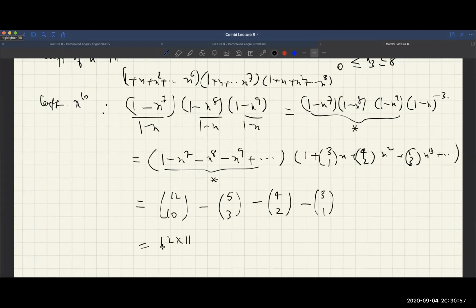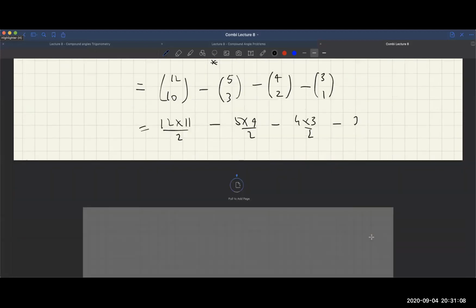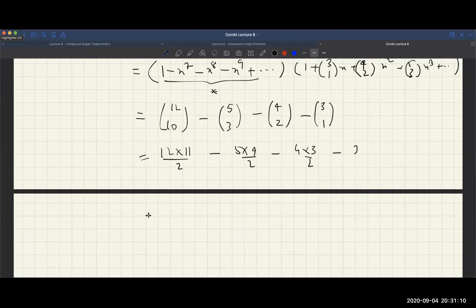And this comes out to be 12 into 11 by 2 minus 5 into 4 by 2 minus 4 into 3 by 2 minus 3. Okay, so if I simplify this, this is nothing but 66 minus 10 minus 6 minus 3. That comes out to be 47. Yeah, so this is the answer.